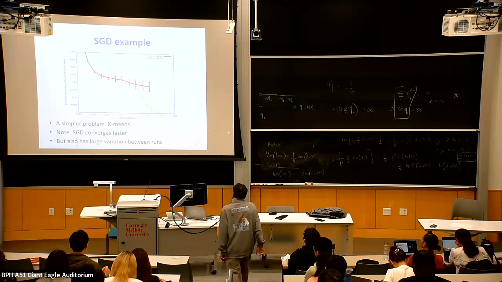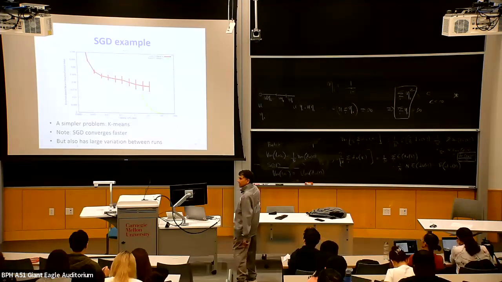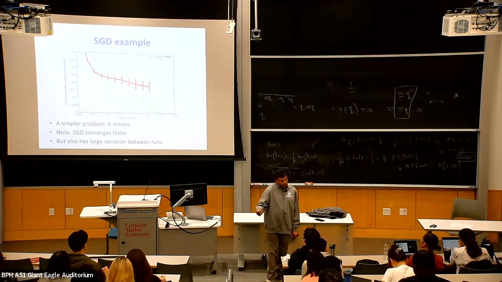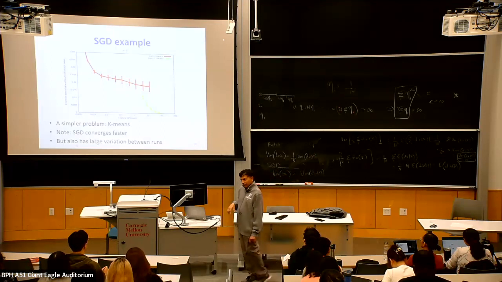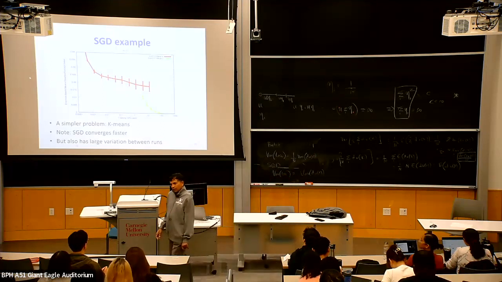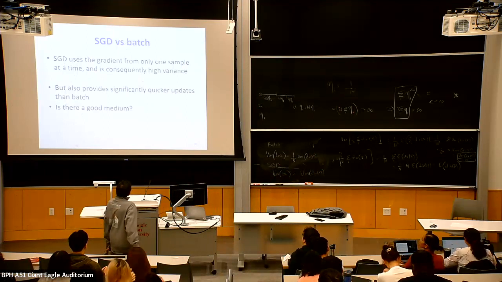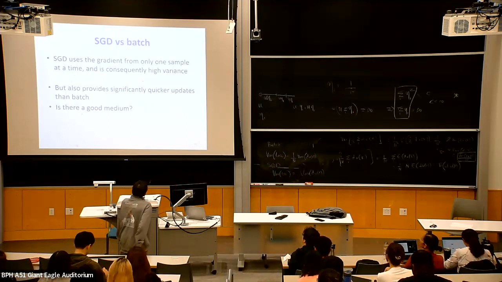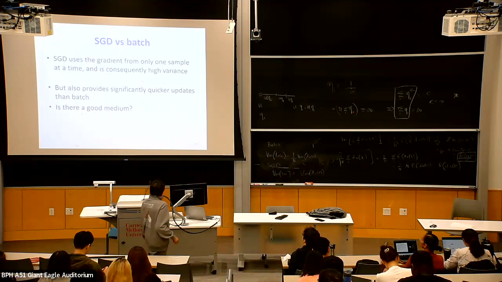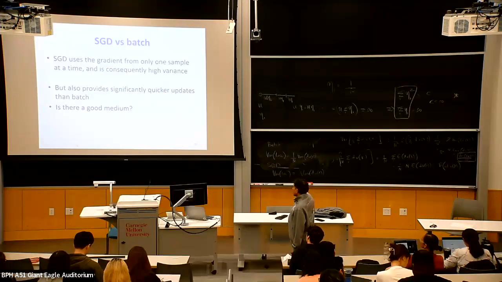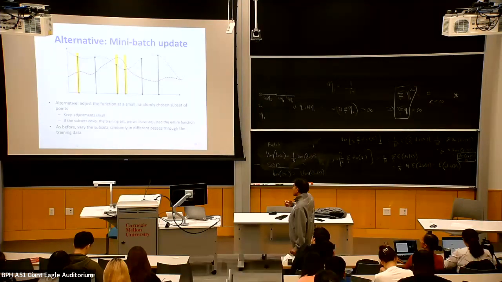So what would be a solution? How do I fix this? I know that processing things incrementally makes things better, faster. But I have this issue. Don't go one at a time, maybe go really small. So is there a good medium? SGD uses the gradient from only one sample and is high variance, but provides significantly quicker updates than batch. So is there a good medium?